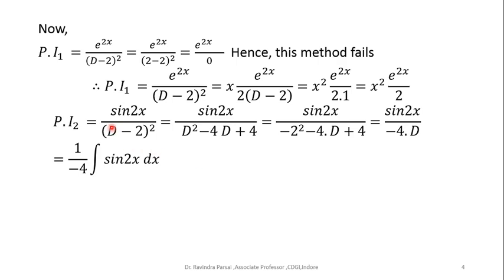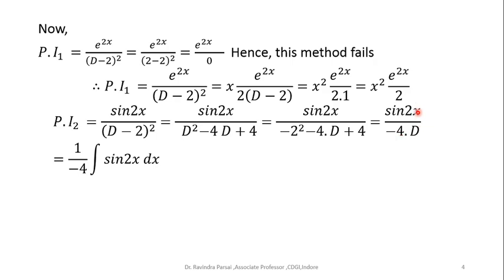Similarly, we find the particular integral corresponding to the next term, sin 2x upon (D minus 2) whole square. Simplifying this by algebraic expansion, (a minus b) whole square gives a square minus 2ab plus b square, so D square minus 4D plus 4. Then in place of D square in the sine function you put minus a square, where a is the coefficient of x, the angle of this sine function, so a square is 4. So minus 4 plus 4 cancels out, and this simply gives minus 4D in the denominator.